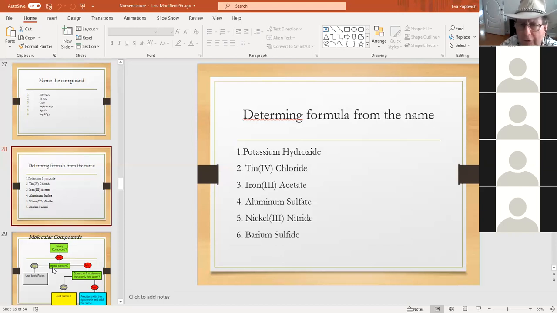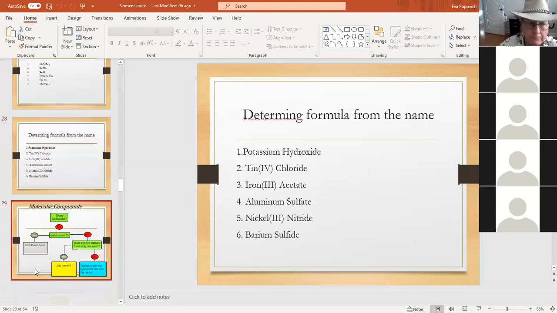Formula for nickel 3 nitride. It should be NiN. Nickel has a +3 charge. Nitrogen has a -3 charge. So you just need one of each, NiN. All right.